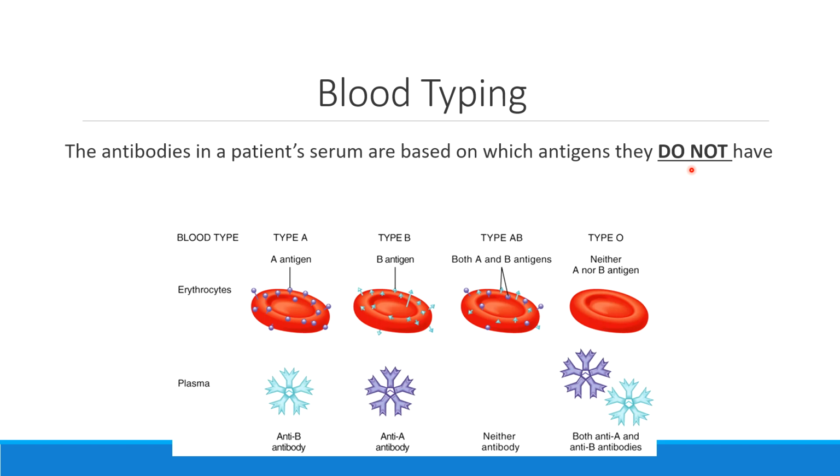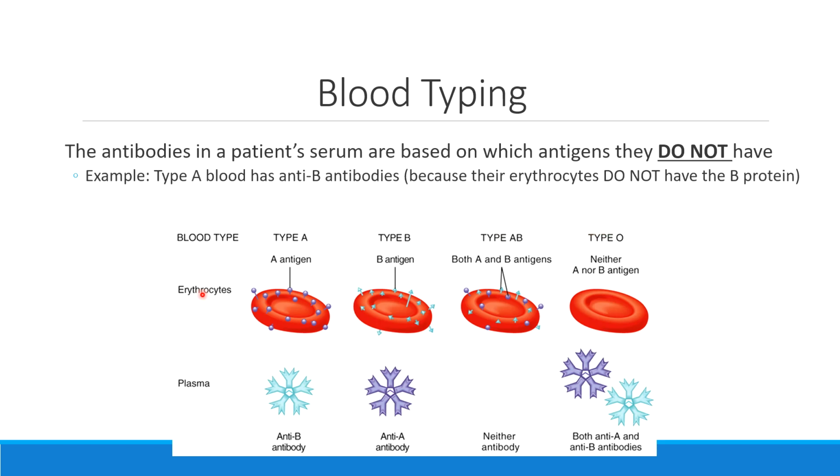So we don't want to make antibodies for something we do have. So we're looking at our blood typing system here. In particular, this image just shows the ABO blood typing. Let's look at this picture really carefully.